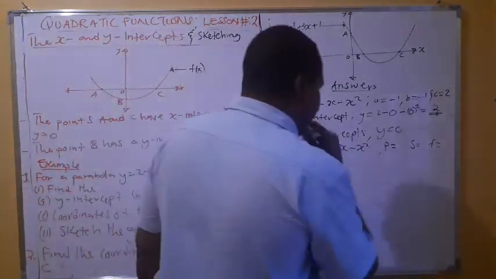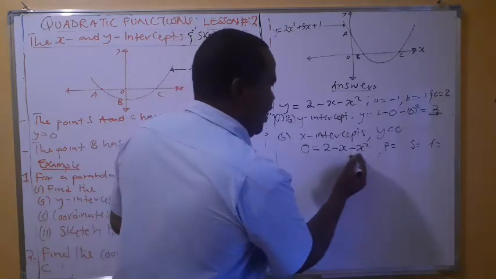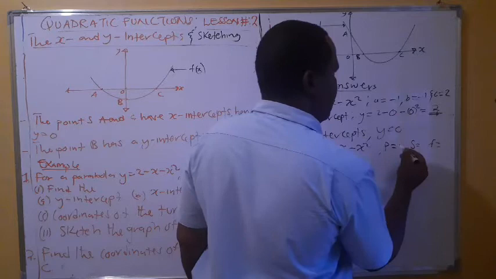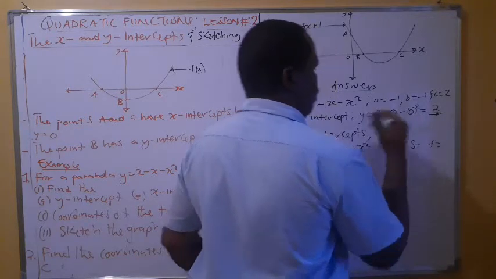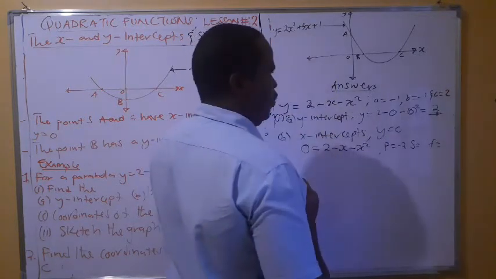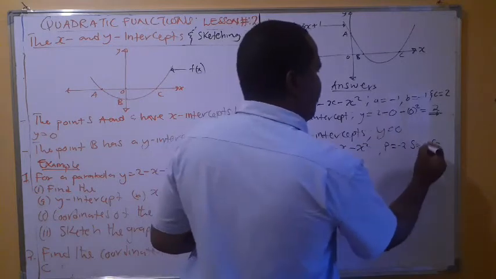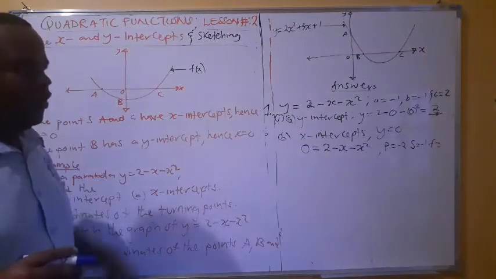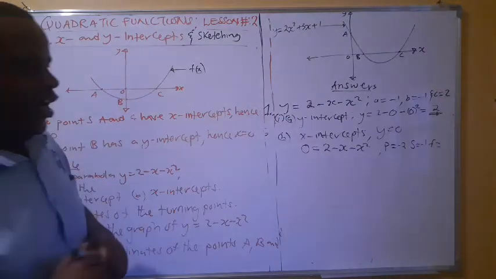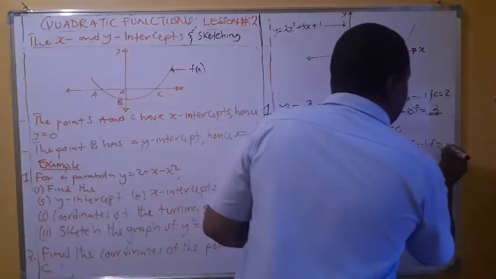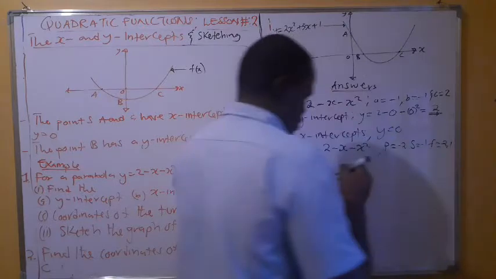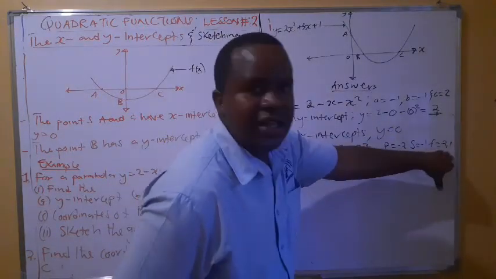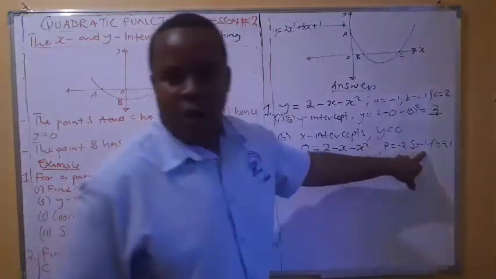So, what is our product? Our product is a times c. Our a here is negative 1, times c, which is 2, giving negative 2. What is our sum? Our sum is b, which is negative 1. So, we want two factors that when you multiply them give you negative 2, and when you add, you get negative 1. So, you have negative 2 and what? 1. Because when you multiply these two you get negative 2, and when you add them, you get negative 1.